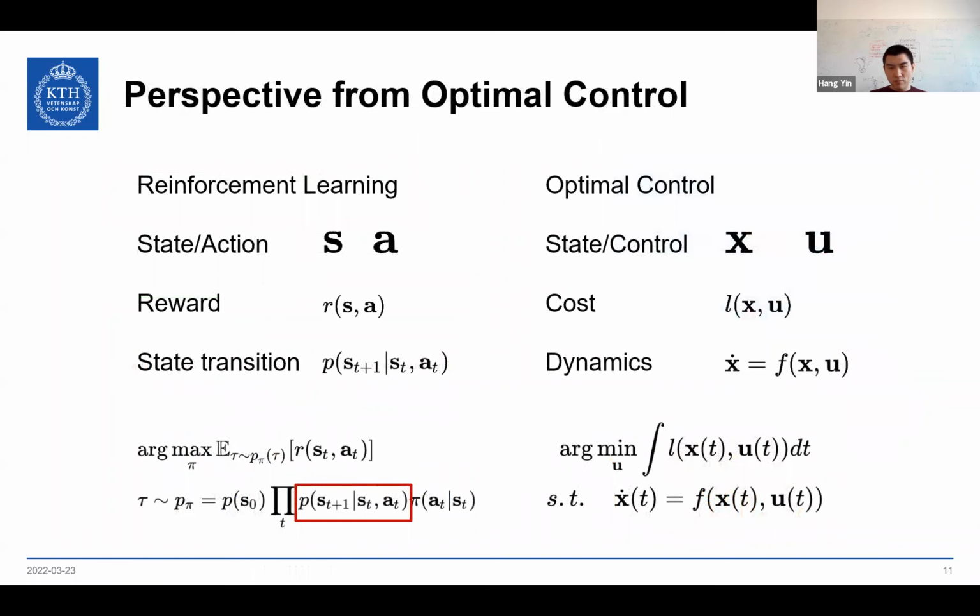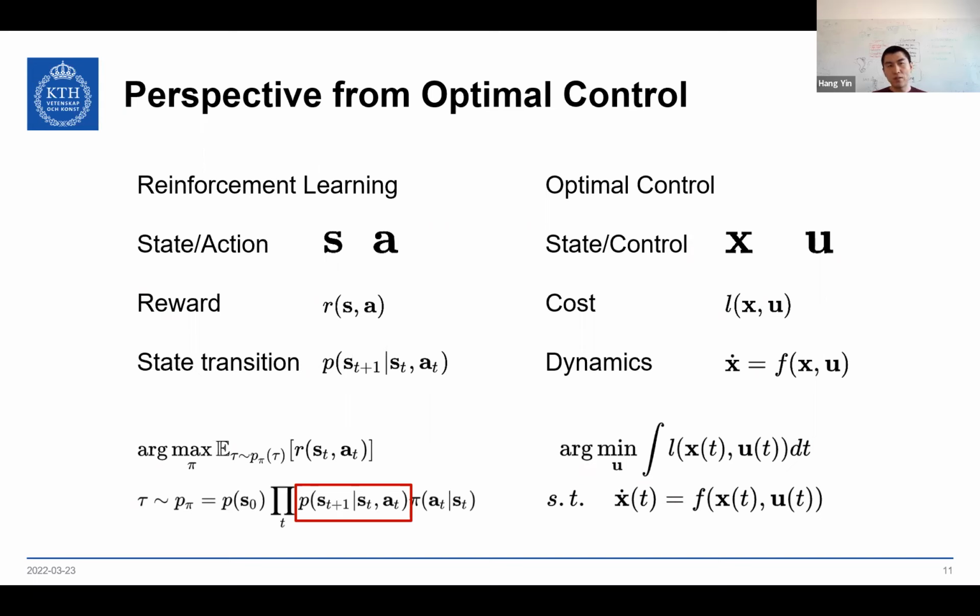So let's probably have some kind of warm up with the notation I'm going to use in the following slides. That is to see how people mostly in the control domain view this problem. Actually, you may find that you have a very similar problem formulation between reinforcement learning and optimal control.